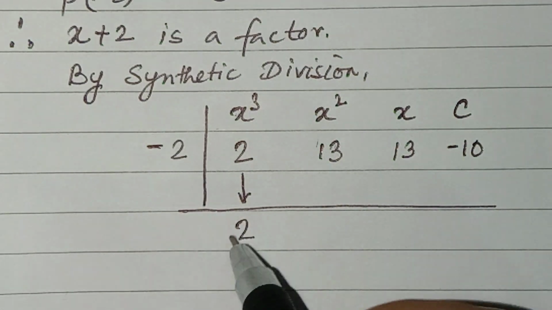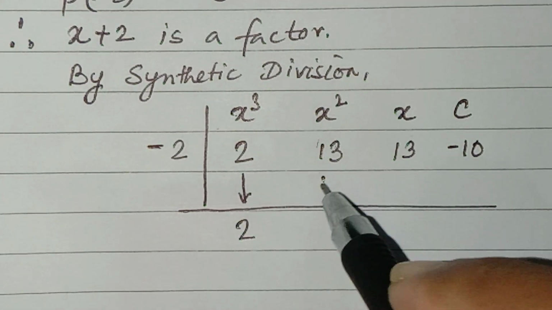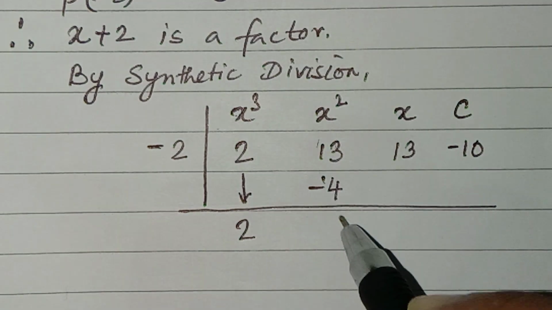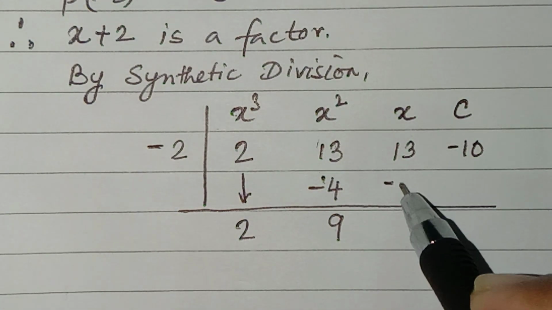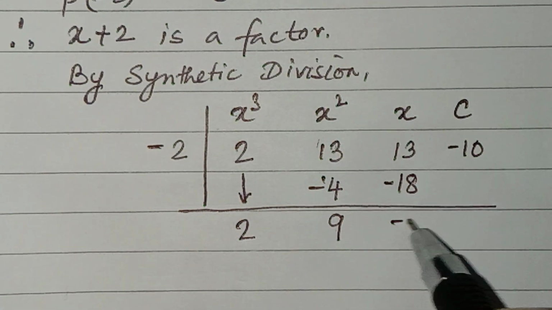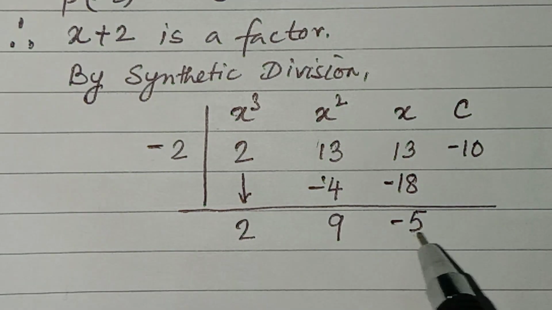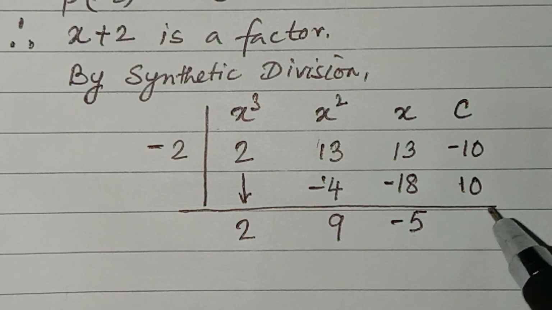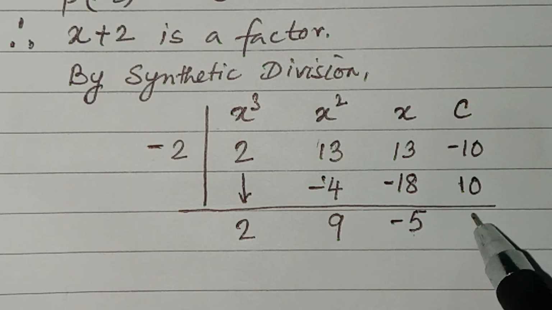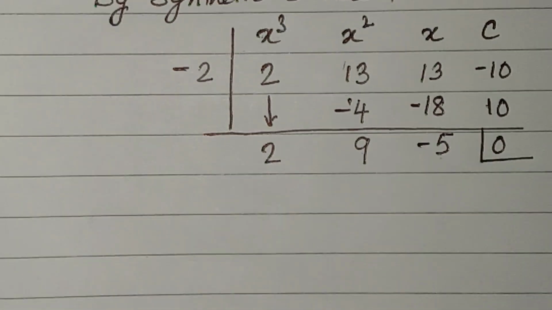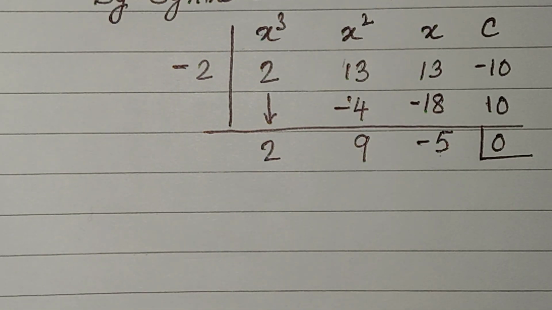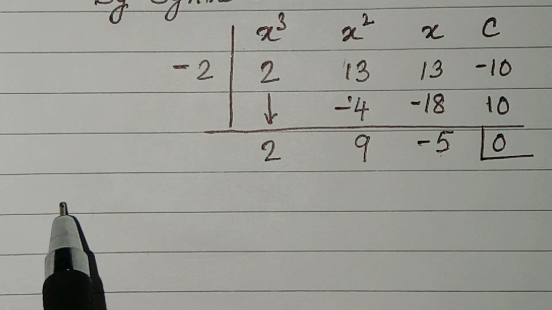So minus 2 into plus 2 is minus 4, and adding it, you get 9. Minus 2 into 9 is minus 18, add it, you get minus 5. Minus 2 into minus 5 gives positive 10, so it gives you 0. This is the remainder.